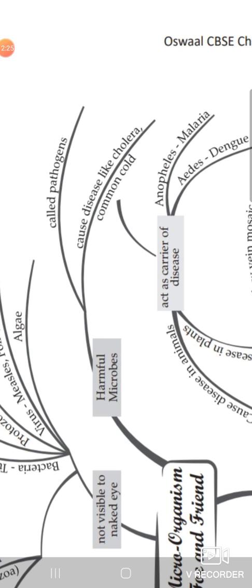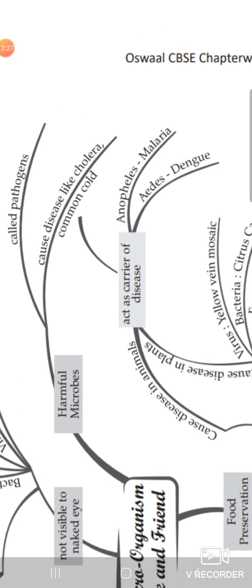Okay, now some of the microorganisms act as carriers of the disease, meaning they are not actually the cause of the disease, they are carrying the disease from one person to another, as I told you about malaria. Those are called carriers. For example, Anopheles is the name of the mosquito which causes the disease malaria. Aedes is also a name of a mosquito, which causes dengue.